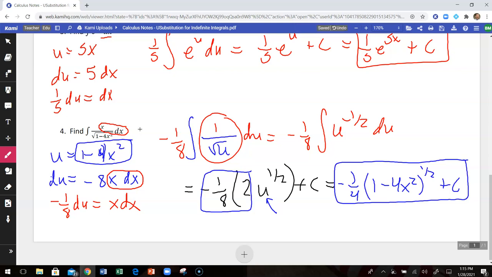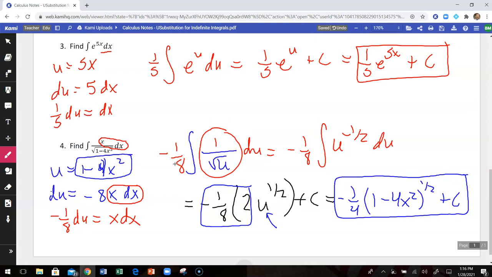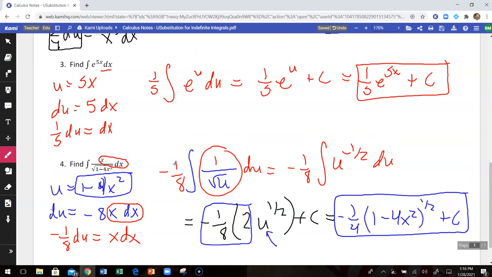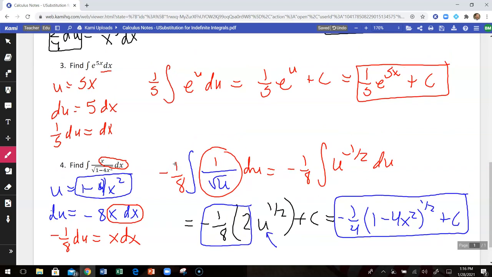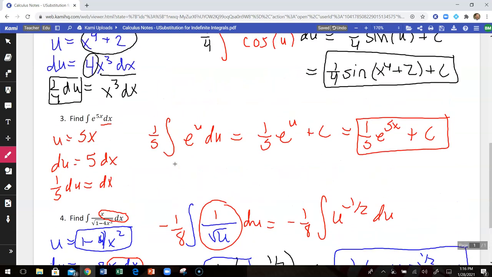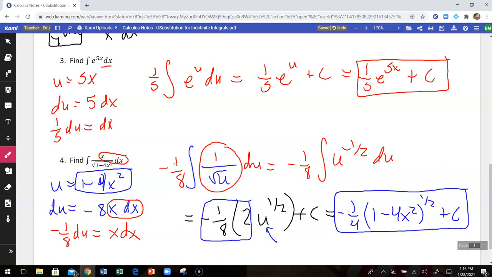So U-substitution, it's important whenever you have function composition inside of your integral, essentially undoing the chain rule, going backwards, and we need to be able to recognize that and understand that we cannot take the antiderivative if we have that situation going on. We have to be able to use U-substitution to do that.